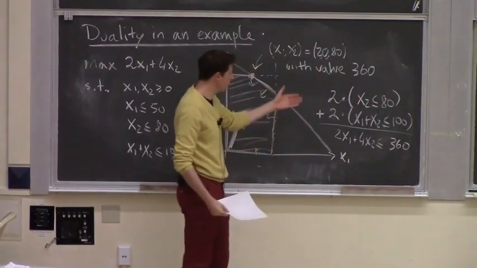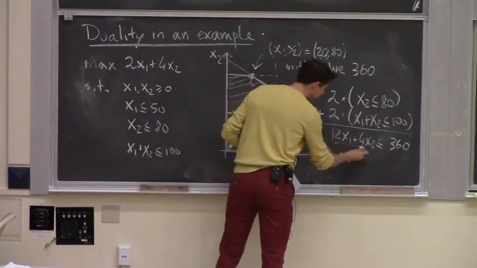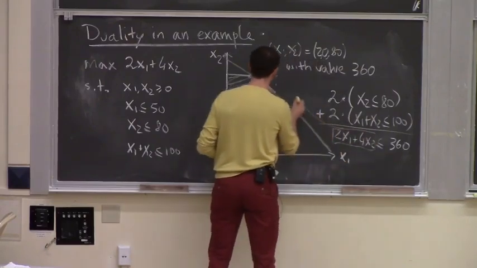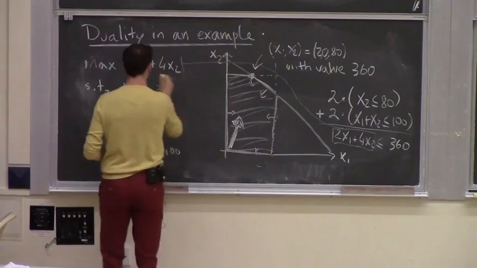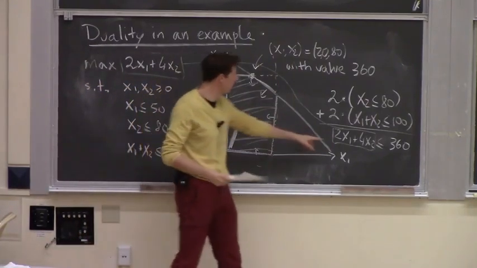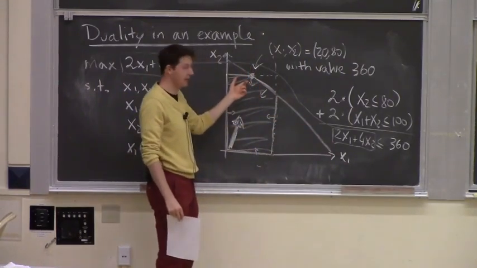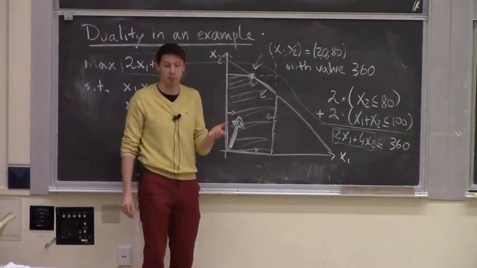So this is just a constraint that I've derived from other constraints. But look, inside here, I have an expression that actually equals the objective function, right? So this is saying no matter what I do, the objective function can never be more than 360. But look, here's a feasible solution that has value 360, so it must be the optimum.